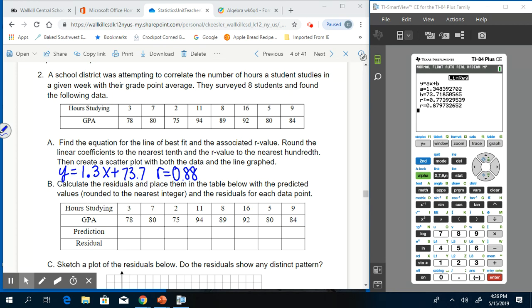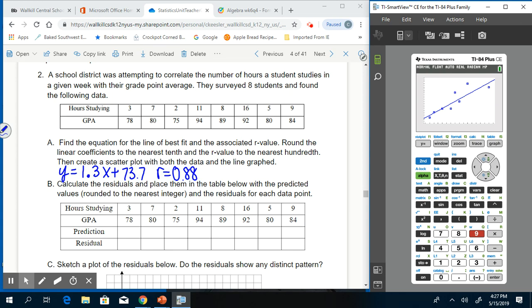Okay, so now I'm going to go to my y equals. I'm going to put that equation in, and I have, again, 1.3x plus 73.7. And again, I can go right to zoom 9 and pull up that scatter plot with the line of best fit. And this time, you can see the points are scattered above and below that line.